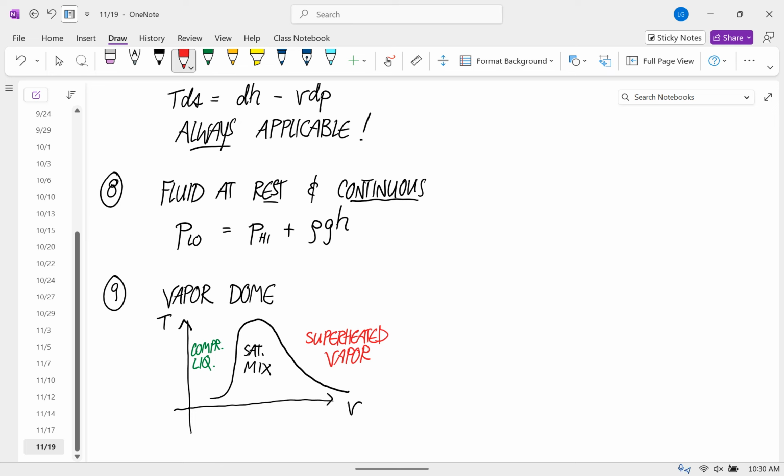Professor, I remember asking you this question before, but what is it if it's above the saturated mixture? Yeah, then you have a very high temperature and a very high pressure. So this is called the critical point.